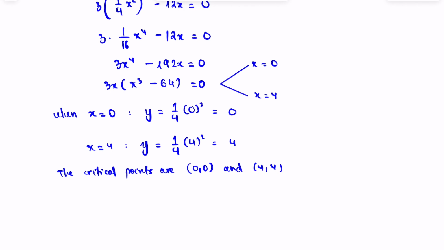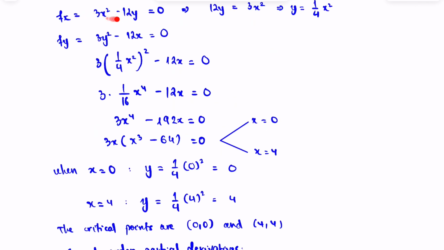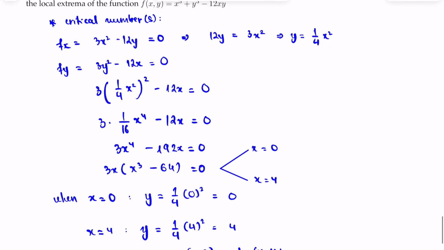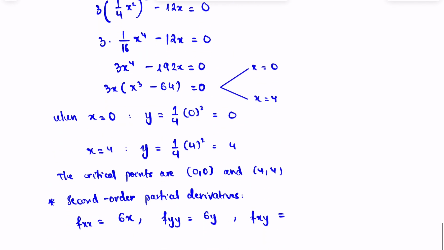Now next we're going to calculate the second order partial derivatives. You have fxx. We're going to start with the first derivative here and take another partial derivative with respect to x, and we're going to get 6x. Then we do fyy. We're going to use this function right here, 3y squared minus 12x, and take another partial derivative of the function with respect to y, and we're going to get 6y. Then for the mixed partial derivative, we're going to get negative 12.